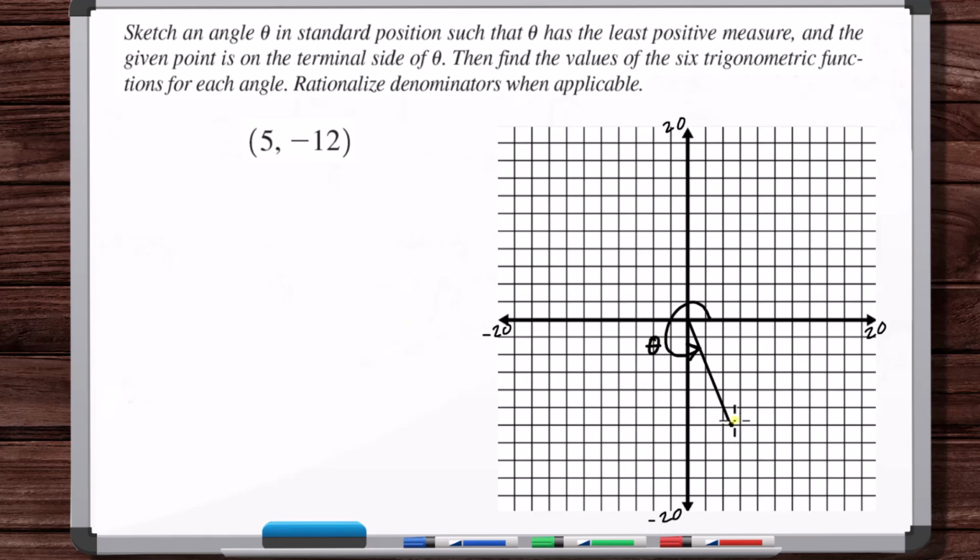Okay, so how do we do this with the general definition? Well, we pick a point along this line, and that point we're going to use is 5, minus 12. So here's the point, and then from here we create a right triangle with the perpendicular side on the horizontal axis.